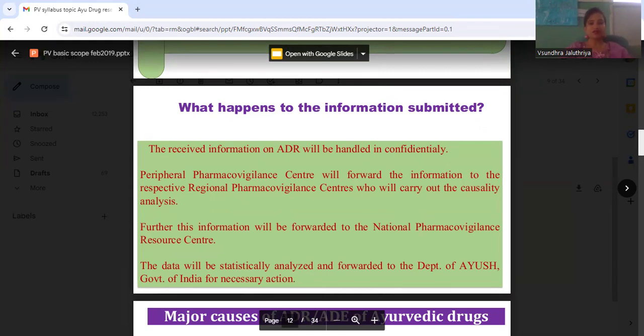Further, the information will be forwarded to the National Pharmacovigilance Resource Center. The data will be statistically analyzed and forwarded to the Department of Ayush, Government of India, for necessary action. So first of all, the ADR will be documented, then it goes from the Peripheral Pharmacovigilance Center to the National Pharmacovigilance Resource Center, and from the National Pharmacovigilance Resource Center to the Government of India, Department of Ayush.